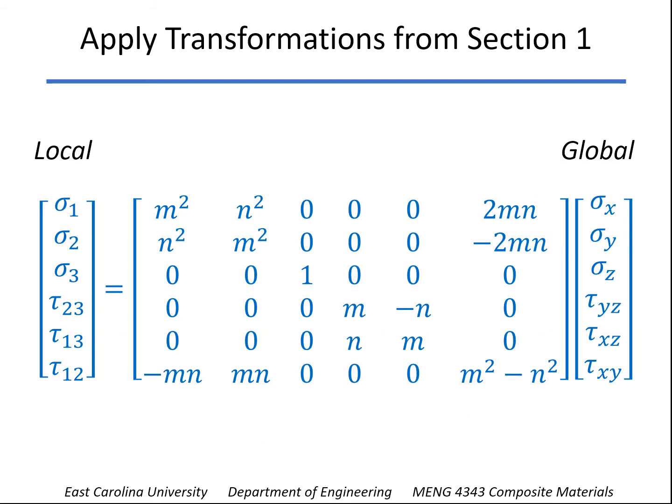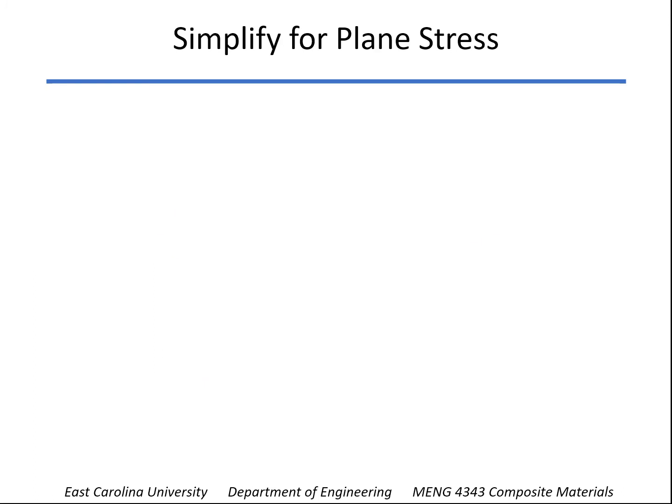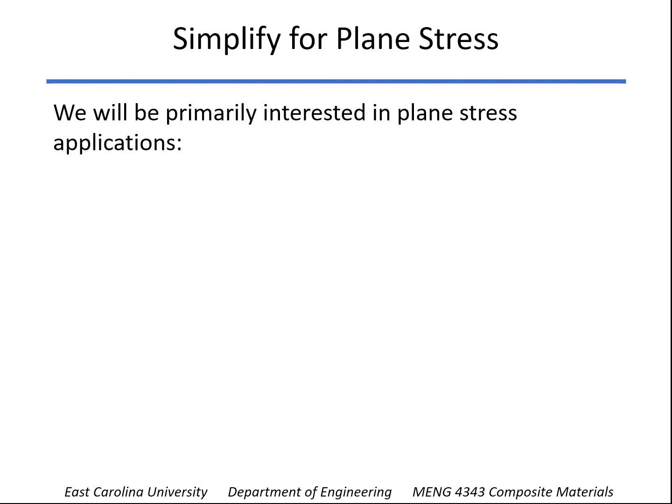We take the stress transformations from section 1 and just substitute in our new values of local and global stresses, and there's our coordinate transformations. This will work for a 3-dimensional state of stress, but most of the time we're only going to be interested in a state of plane stress. Plane stress simply means that all the out-of-plane stresses are equal to 0. And of course, that's a good assumption for thin laminates.